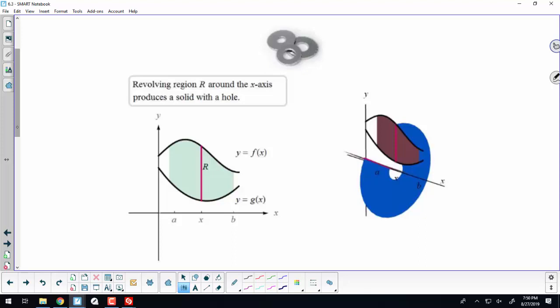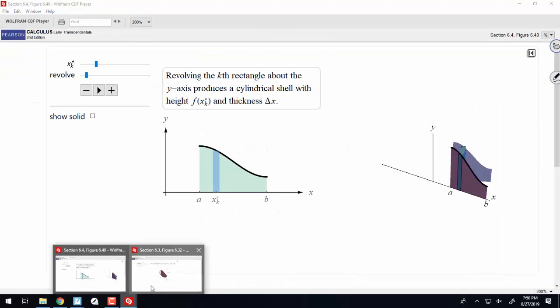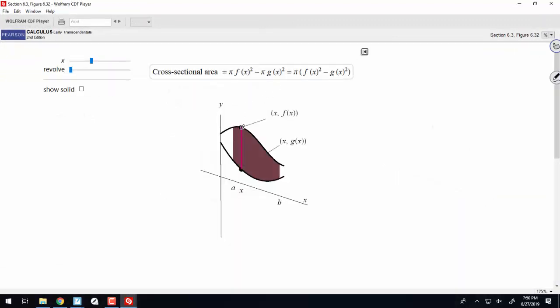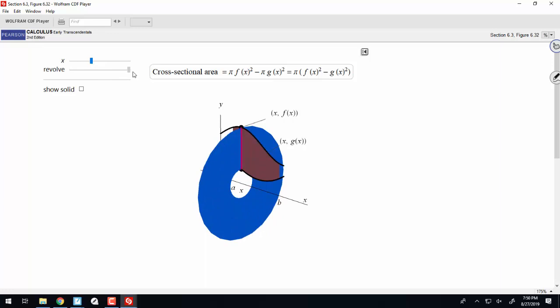You got a little insight here as to what that looks like, but let's look at the interactive figure again for this one. This again is our cross section, our slice or rectangle, and we're going to revolve that around an axis, and what we get here is a washer. They're going to call that a washer, so we're dealing with the washer method.